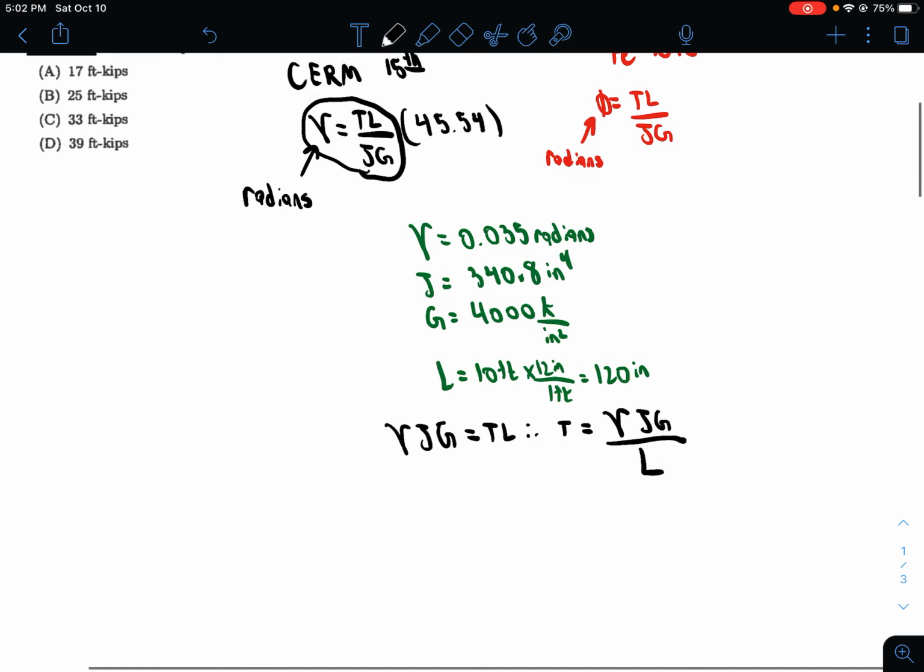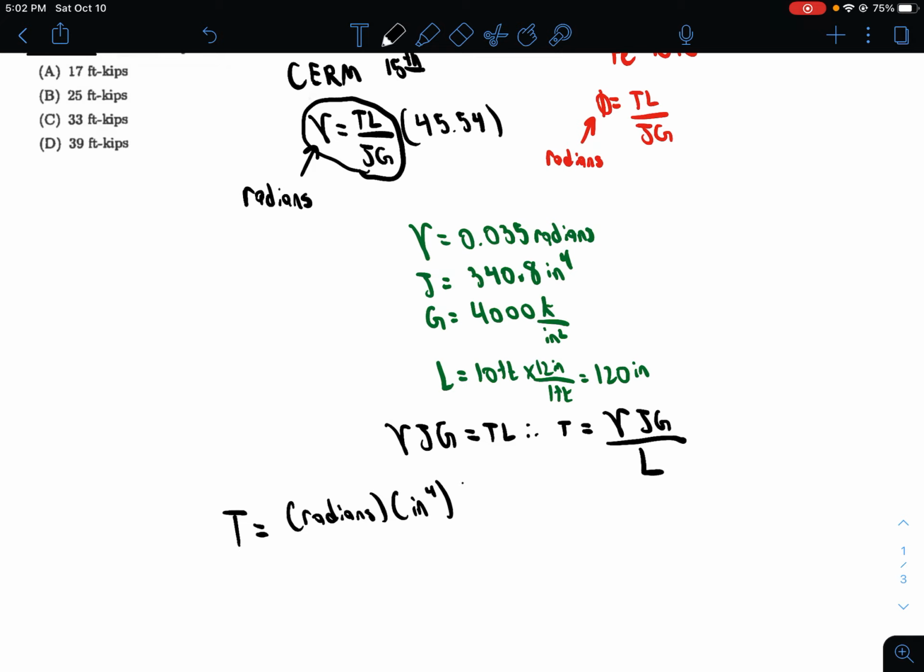Okay, so now I know what I'm going to solve for. I'm going to plug some values in. But actually before we do that, let's look at the units, to see what units we're going to end up with if we do it like this, just to make sure that we're on the right track. So my gamma is in radians, which is a unitless value. My J is in inches to the fourth. My shear modulus is kips per square inch, and my length down here is in inches.